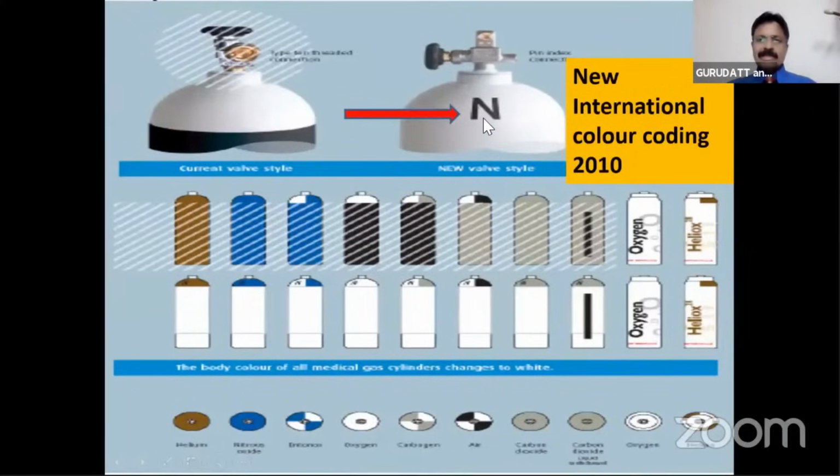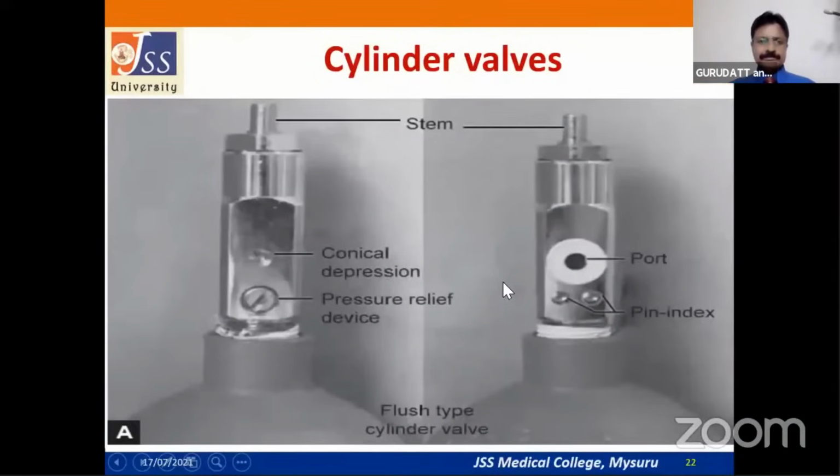And one more thing here, a capital N is always written on the shoulder of these cylinders. N signifies that it is the new international color coding that has been used for these cylinders.